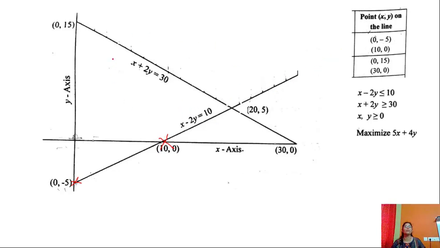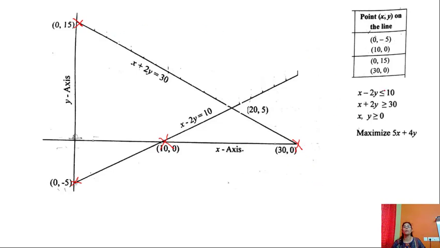And we have to see only the first quadrant. Now coming to the second equation, we have x is 0 and y is 15. So we get a point here. And next is x is 30 and y is 0. So we have to join this straight line.